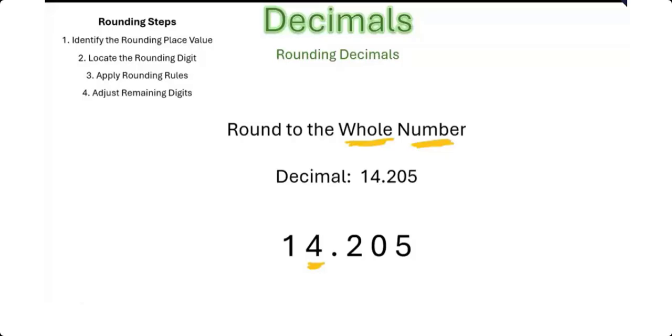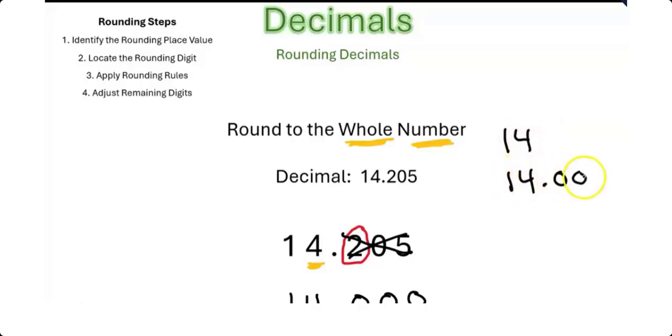So again, I'm going to use the rules just like before. I'm going to look next door. It's a 2, which means my 4 is going to stay the same because 2 is less than 5. So when I rewrite this number, it's going to be 14, and that's all. I am not going to include anything after the whole number. Now, I can put a decimal point and put zeros, but I don't need to because it doesn't change the value. In other words, 14 written both ways is exactly the same thing. Okay, so that's rounding to a whole number.